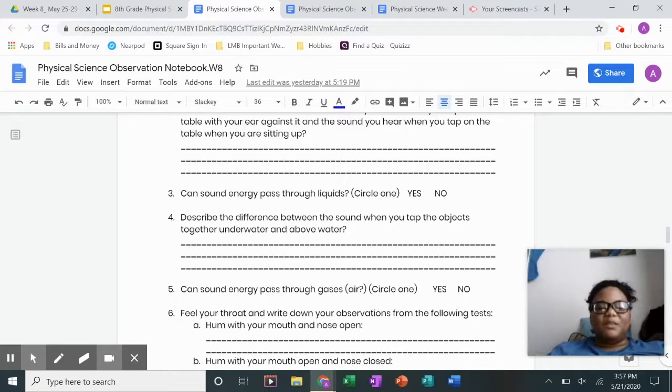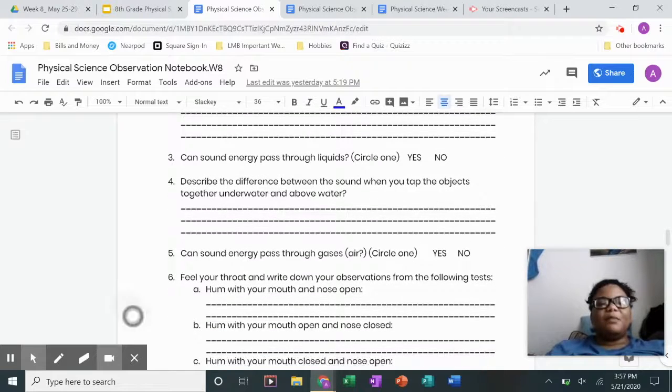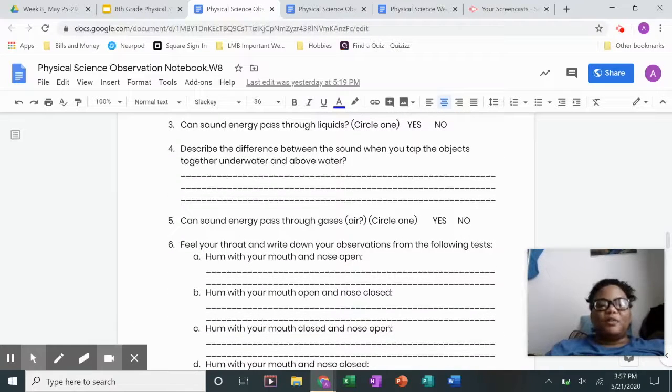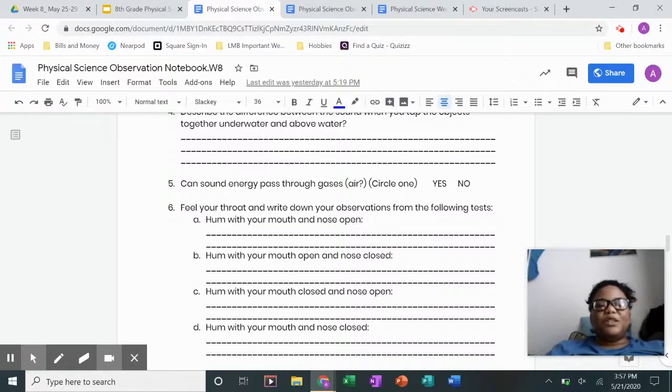Those objects could be spoons, they could be knives, they could be forks, they could be glasses. Whatever you have that you can tap together to make noise under some water and above water would be great. Number 5, can sound pass through gases, such as the air we breathe? Yes or no? So, what you should do is feel your throat and write down your observations from the following tests.